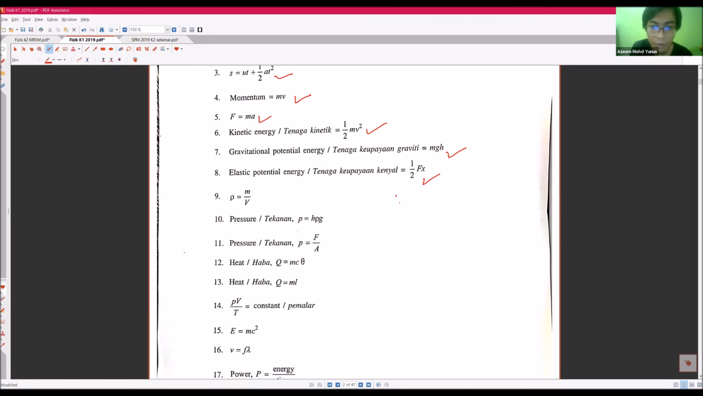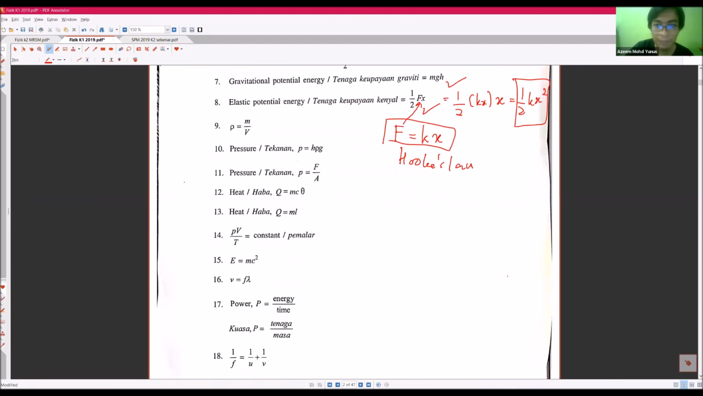So we learn that F equals kx, Hooke's law, which is not given for both SPM and RSM. It states that k is the spring constant, and the force is directly proportional to the length of extension of the spring. So it becomes one half kx squared. This is another elastic energy formula that is not given in the formula list. And so Hooke's law is not given in the formula list. You need to memorize it.